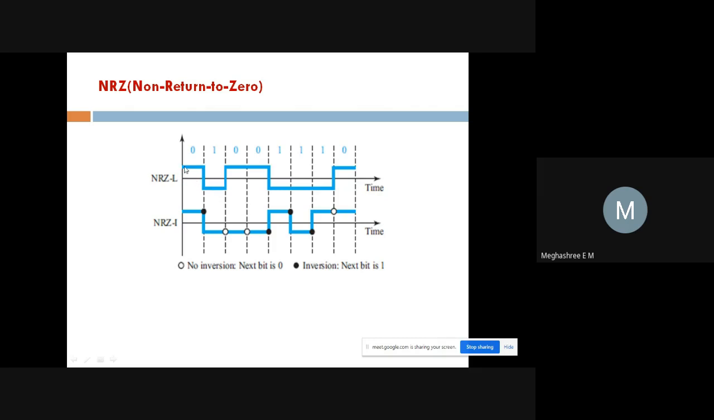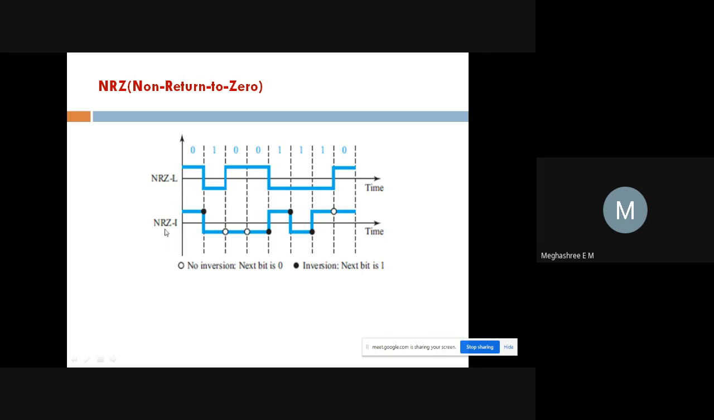It's a simple one. When you represent 0, it's the same. When the next bit is 1, then there will be a change in the transition. That is about NRZ level. Or I'll repeat it: the level of the voltage determines the value of the bit. So you can see when it changes its level, it specifies there is a change in bit. If it is 0, there is no change, right?